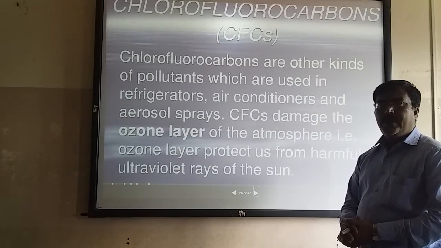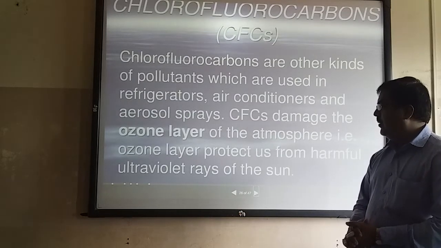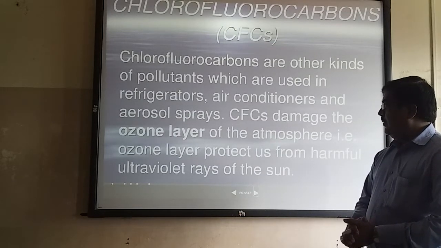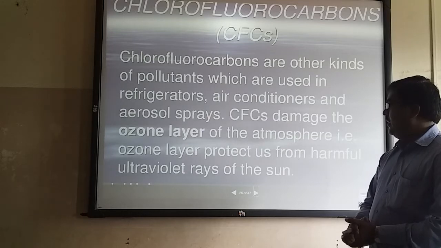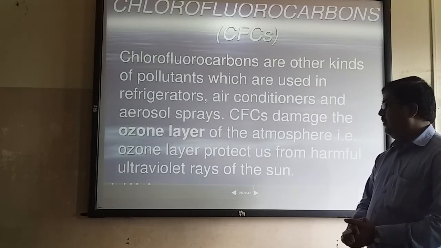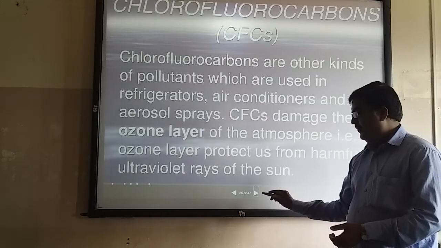Ultraviolet rays will reach the earth directly, and we can face a lot of problems. The ozone layer of the atmosphere protects us from the harmful UV rays from the sun.